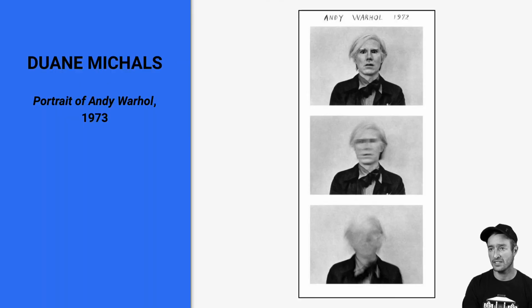And here is another example. Again, it's a triptych of images, but they're not person, place, or thing. But I think it does depict a kind of progression that creates a narrative. This is by a photographer named Duane Michals. It's called Portrait of Andy Warhol from 1973.